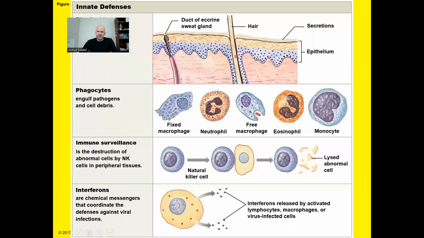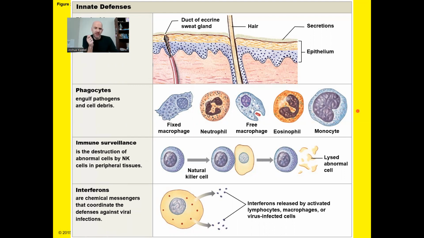All right, so here is a little bit more illustrated detail on these various aspects of innate immunity. Okay, our barriers we're going to talk about. The skin, keratin layers are important. Sweat has certain antimicrobial properties: sweat, tears, mucus, earwax.